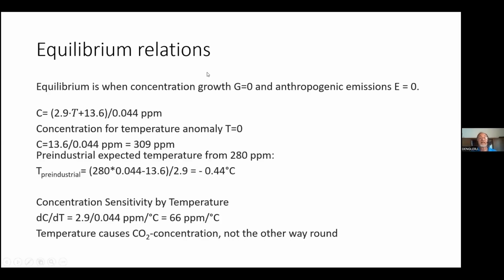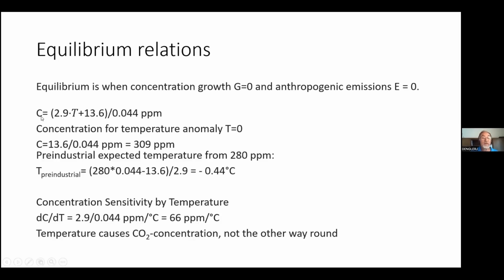Okay, now let's look at what we call the equilibrium relation. This is a bit hypothetical, because equilibrium is only when we have zero concentration growth. But currently, and at least for the next 60 years, we will have concentration growth. And equilibrium also means that anthropogenic emissions are zero. Yeah, and we are far away from zero anthropogenic emissions. Nevertheless, it's quite interesting to look at that.